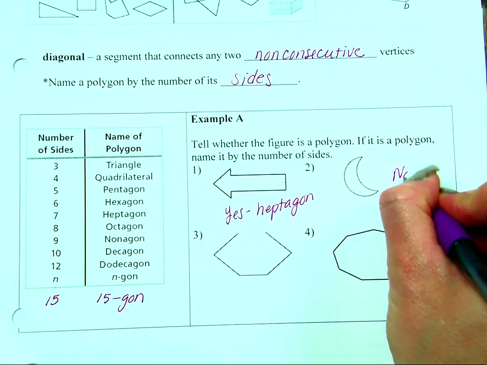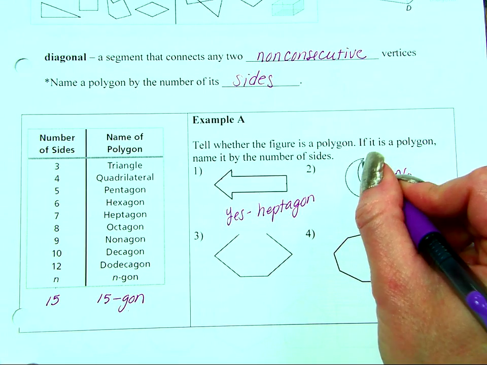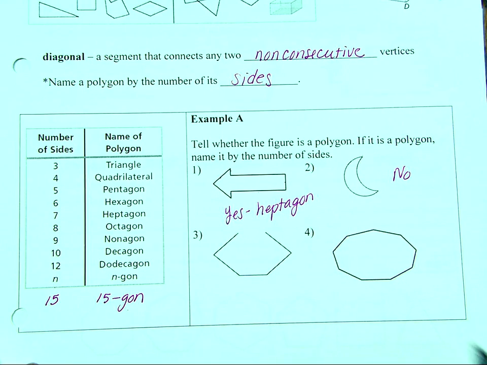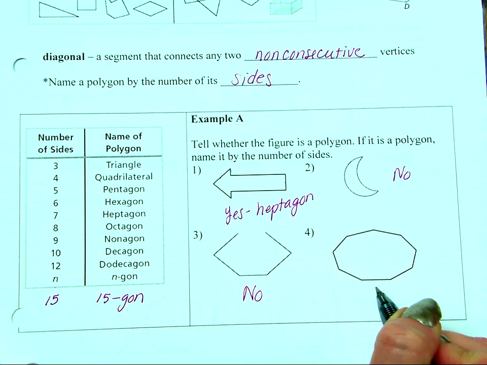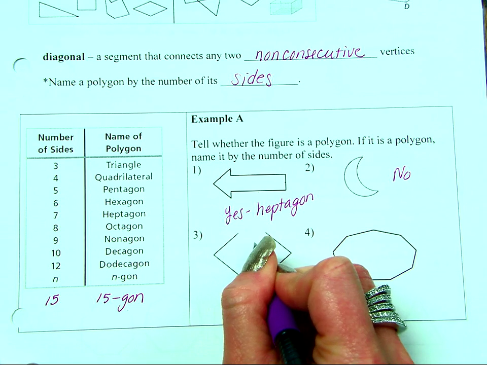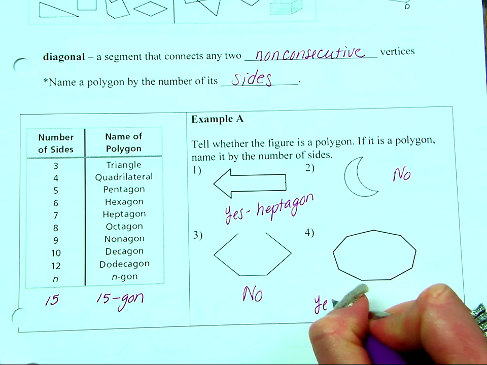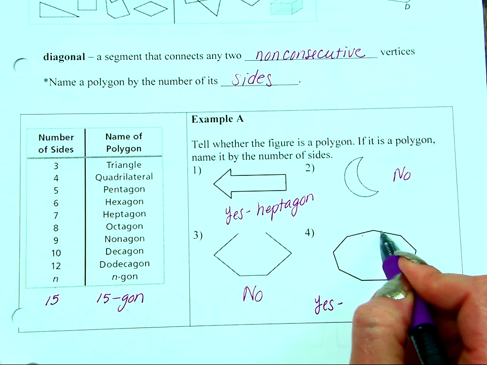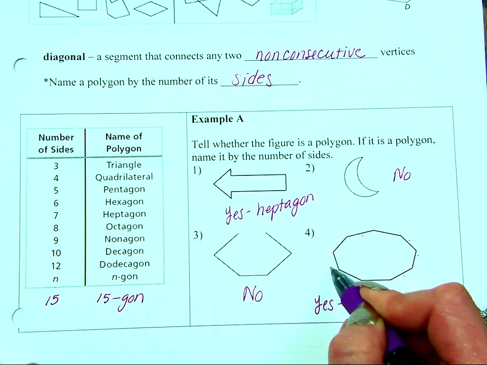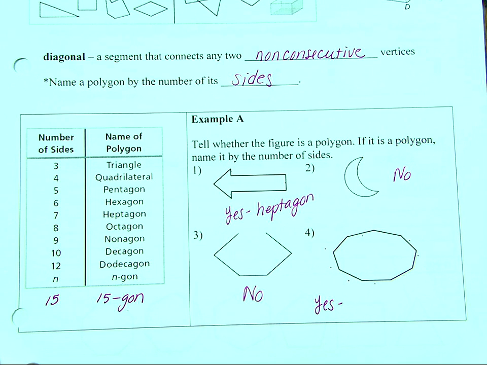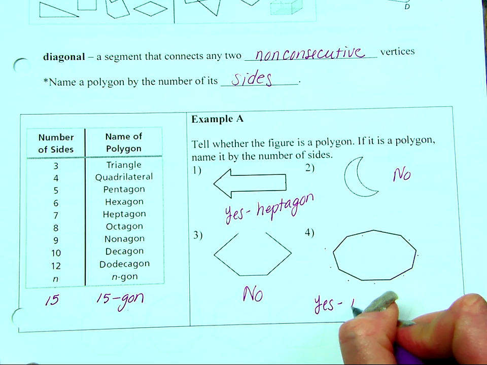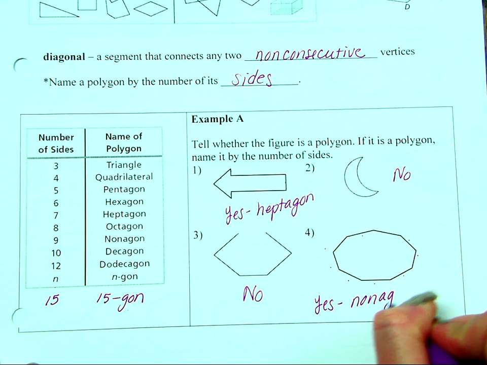Number 2, is number 2 a polygon? No, it is not. I cannot have the curved sides. Is number 3 a polygon? No, it is not. I cannot have the open space. Is number 4 a polygon? Yes, number 4 is a closed plane figure. Counting up the sides, I see there's 9 sides, and so we would name this a nonagon.